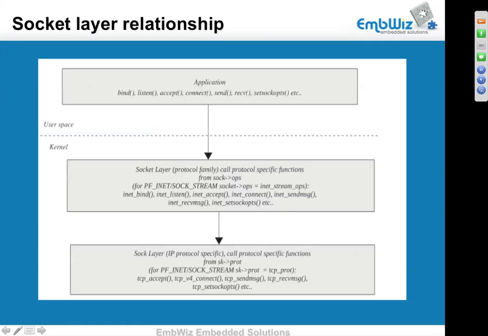Here I have given the exact details. For example, you have the user space bind and listen. It will come to the protocol independent inet_bind and inet_listen, assuming you are creating an inet family related socket. Assuming it is a TCP socket, then it will go to TCP-specific protocol functions like TCP accept, connect, send message or receive message, etc.